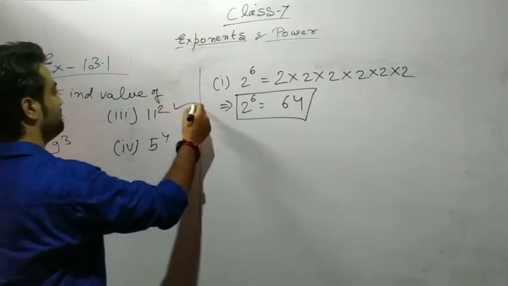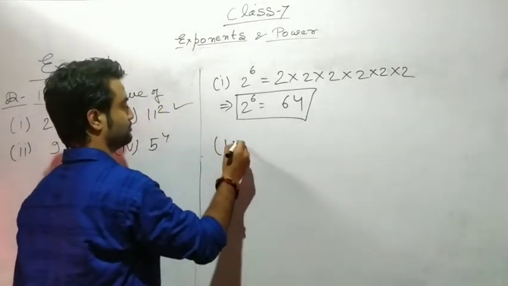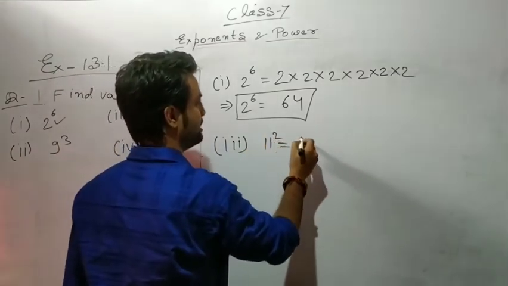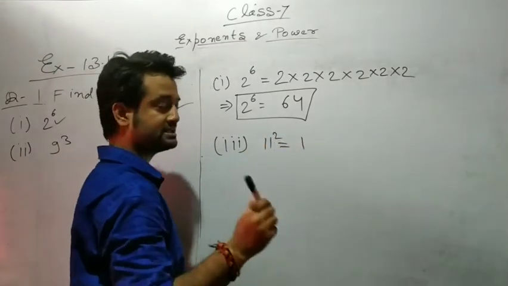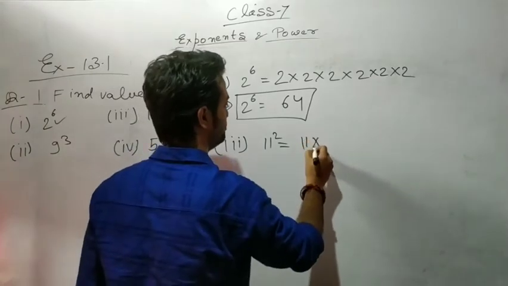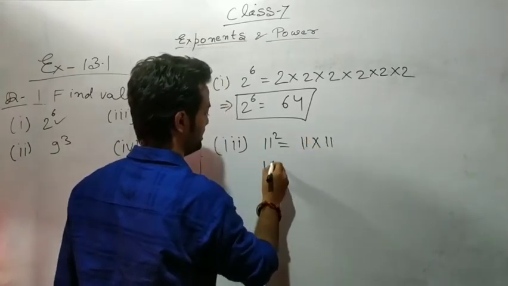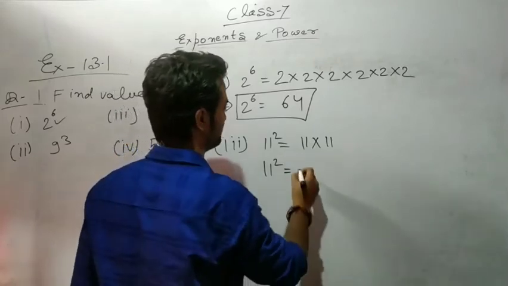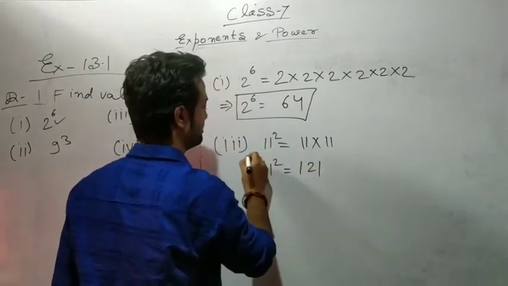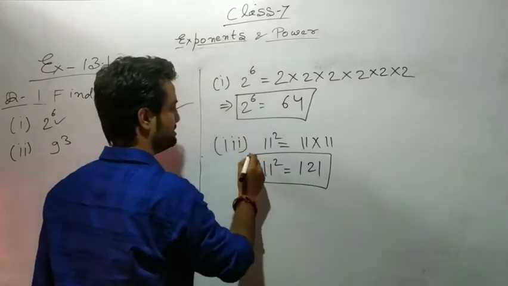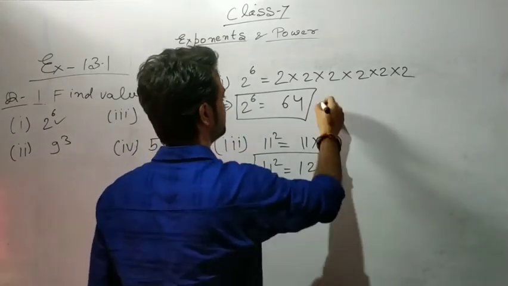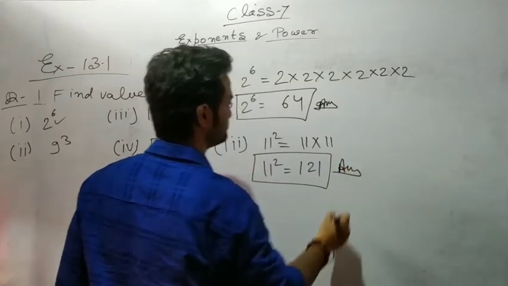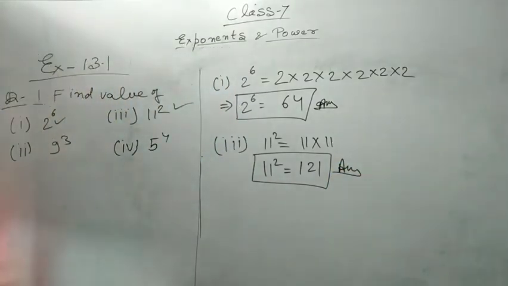Now let's have a look at the third question. Third question is easier. We have to find out 11 square. 11 square means exactly 11 into 11. So 11 square equals 11 into 11, 121. Very good. So looks like you all have remembered the square. So 11 square equals 121. So these are our required answers. Hope you have understood.